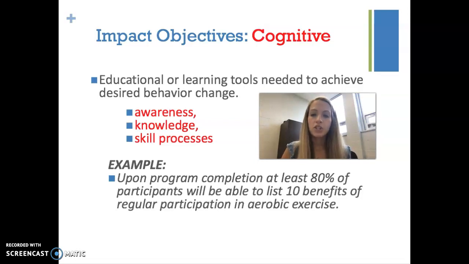Upon program completion, at least 80% of participants will be able to list 10 benefits of regular participation in aerobic exercise. So looking at this, we know who, it's going to be the participant. What are they going to be able to do? They're going to list 10 benefits of regular participation in exercise. So they have to know, right? They have to have that knowledge of what the benefits of aerobic exercise are, right? So that's that cognitive objective.